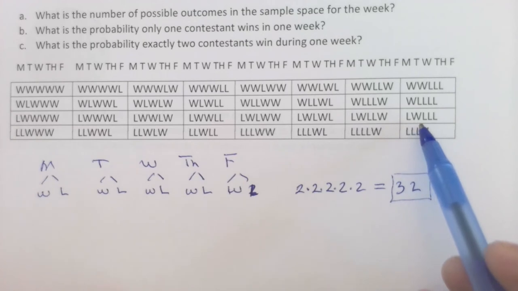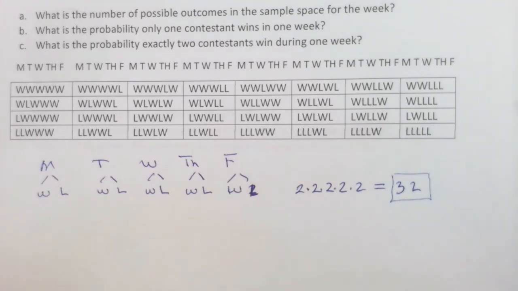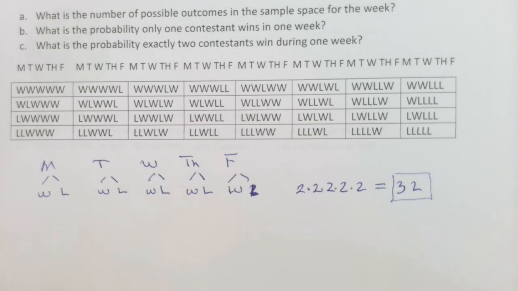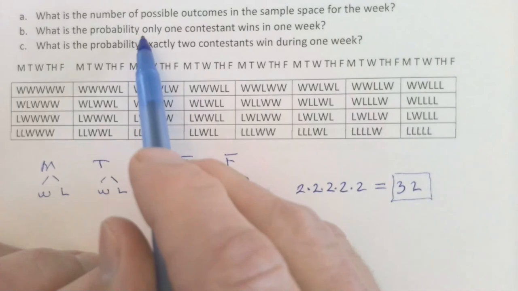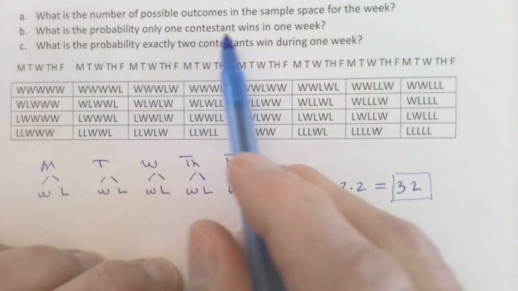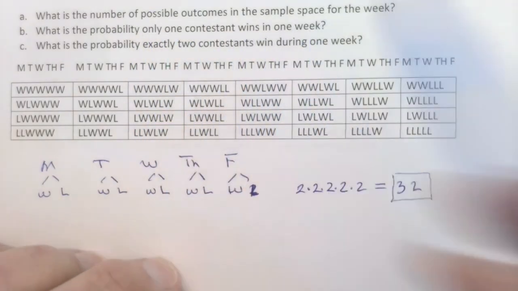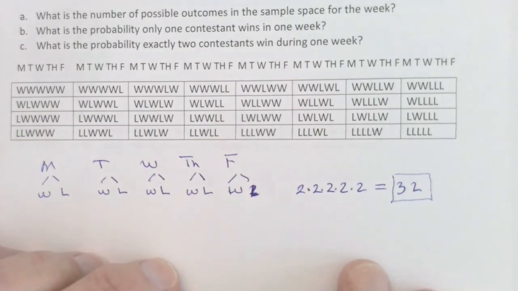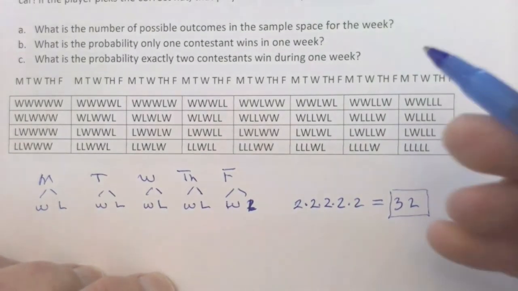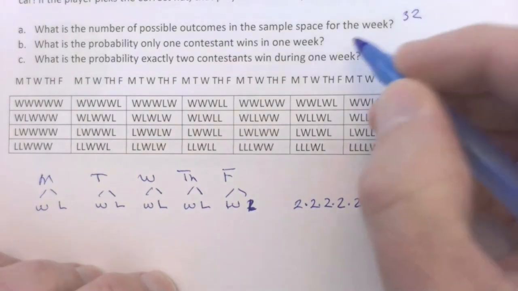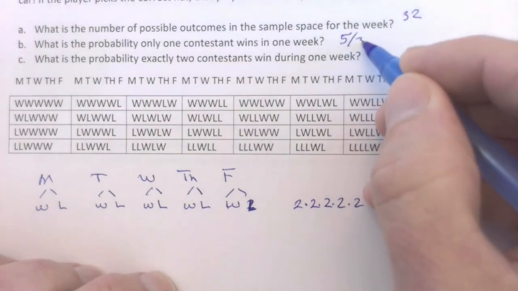In other words, if you're only going to have one win, you just have to figure out on what day you will find that win. Will it be Monday, Tuesday, Wednesday, Thursday, or Friday? So this is favorable, that only one contestant wins all week long. Well, there are five different ways that can happen. It can happen on a Monday or a Tuesday or a Wednesday or a Thursday or a Friday. So the answer to this was 32. The answer to this is 5 over 32.